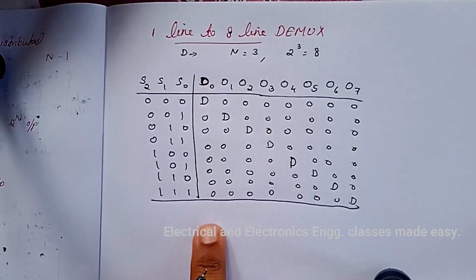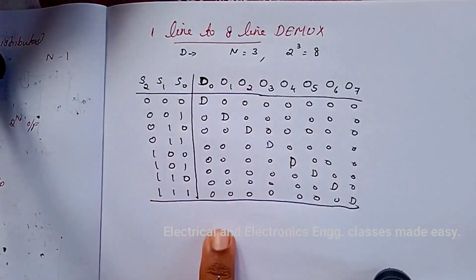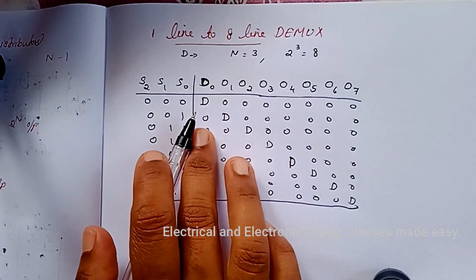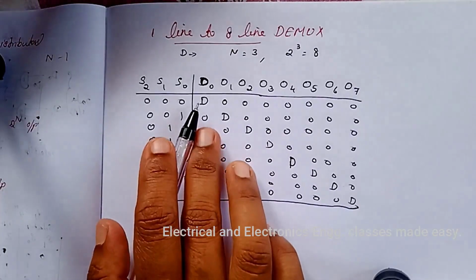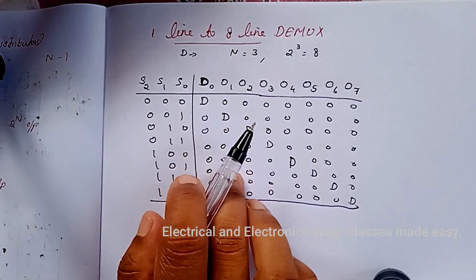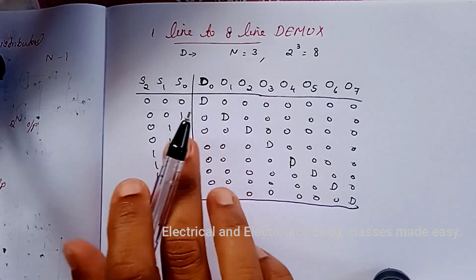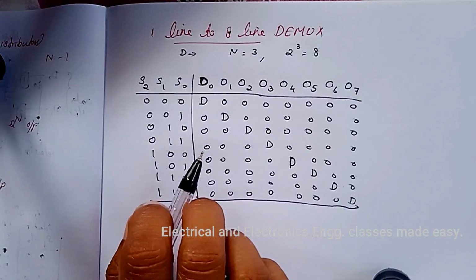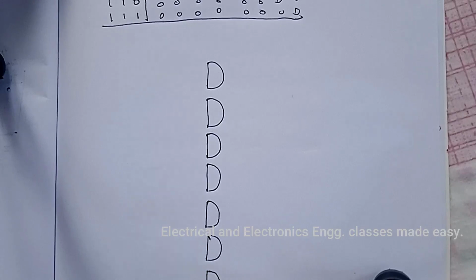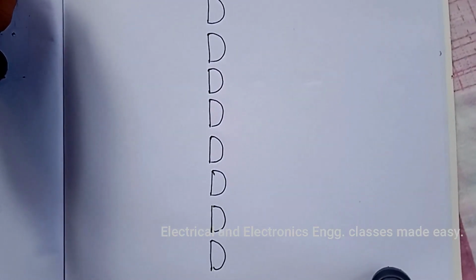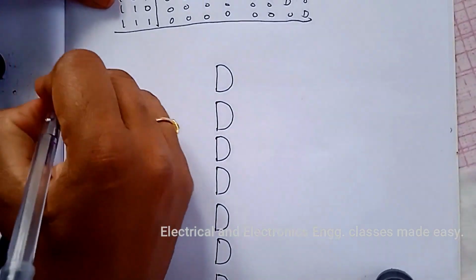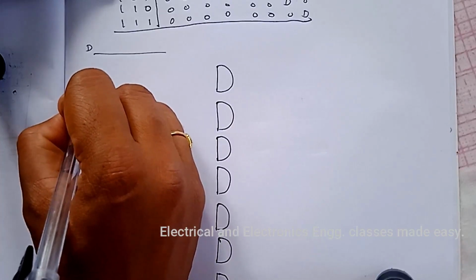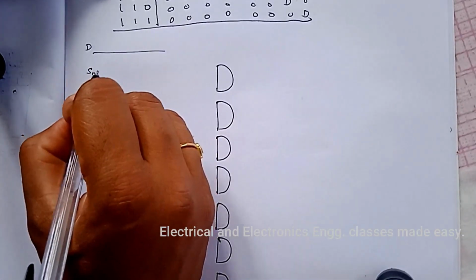So the logic diagram can be drawn according to the output lines. The single data input line D is connected to 8 AND gates, but only one of those gates will be enabled by the select input lines. So draw 8 AND gates, and this is the data line. The select inputs are S0, S1, S2.